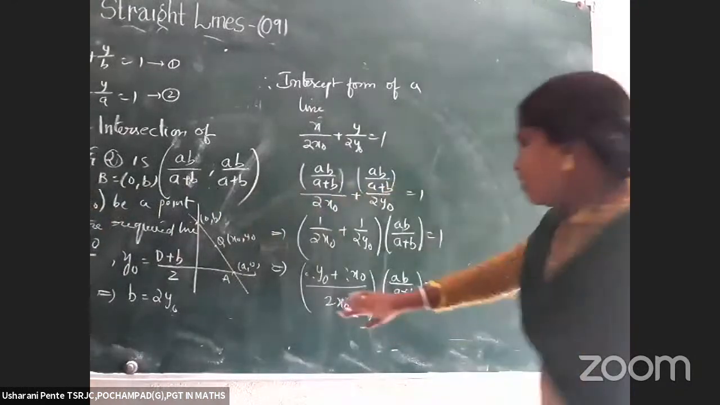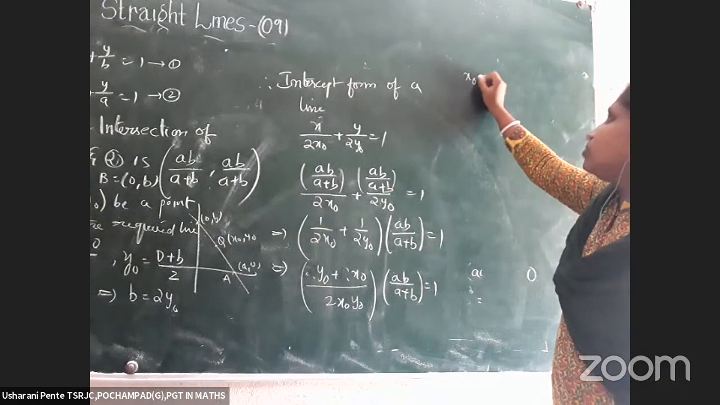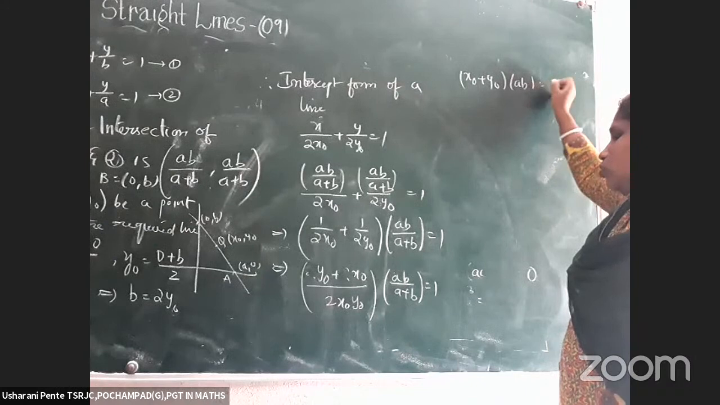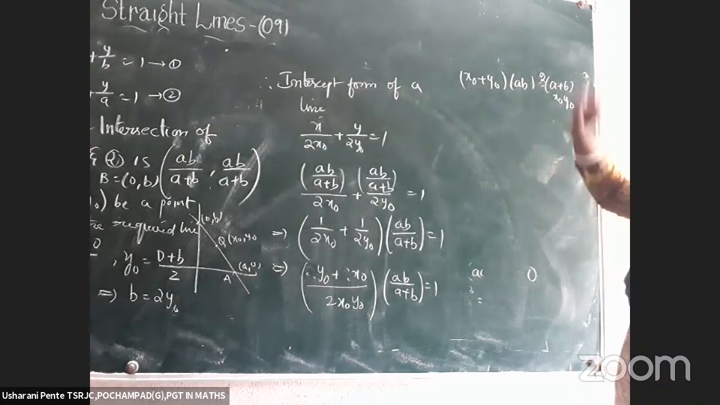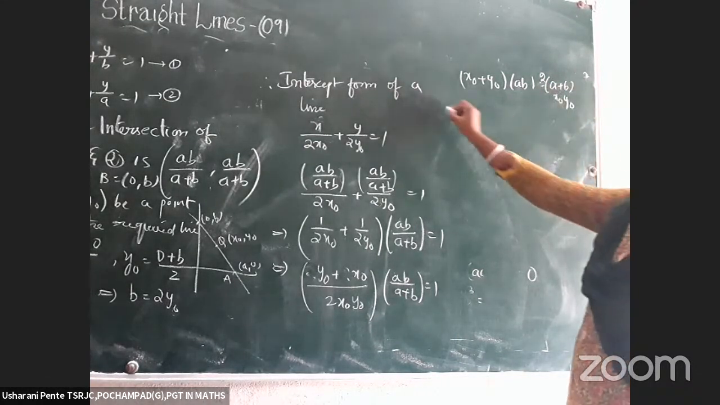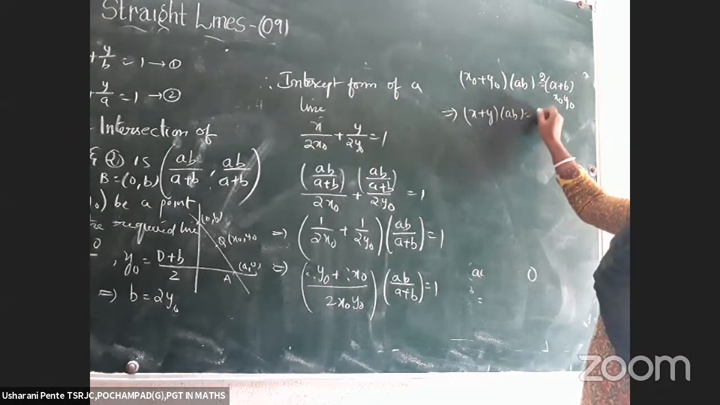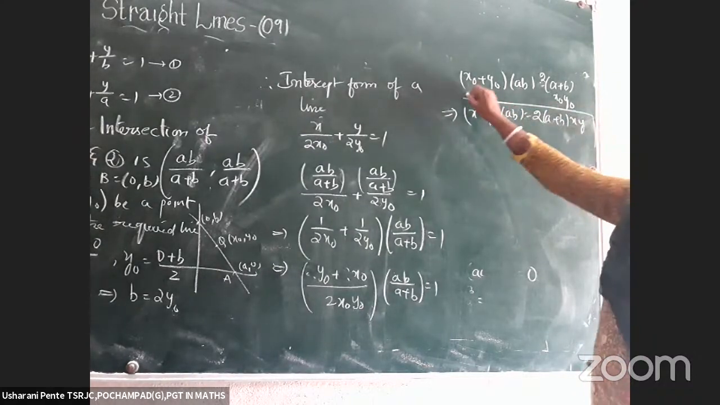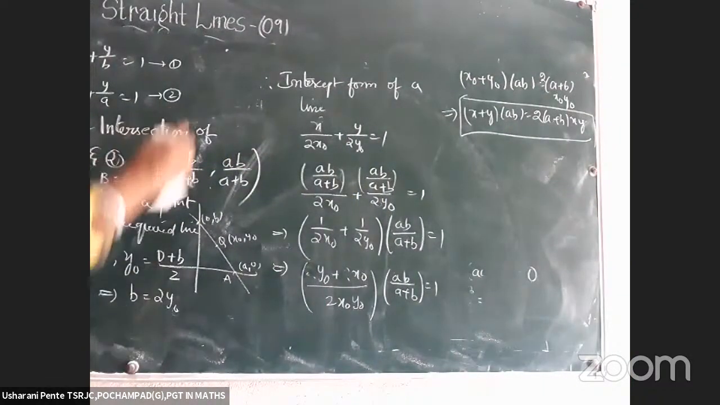Therefore, if I take these whole terms over here, what will we get? That is x naught plus y naught into AB is equal to A plus B into 2 times x naught y naught. Instead of x naught y naught, if we write xy, then x plus y into AB is equal to 2 times A plus B into xy. This is the required thing they have asked us to prove.